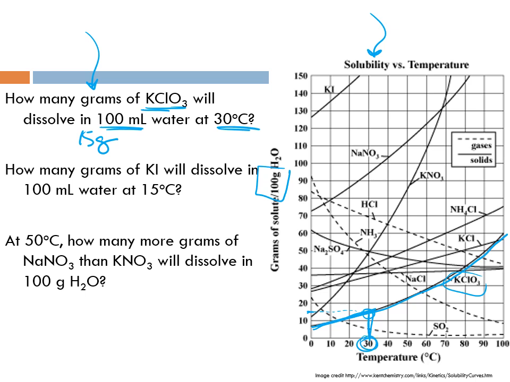I'm going to have you do these two in the EdPuzzle. How many grams of KI, potassium iodide, that line's way up here, will dissolve at 15 degrees Celsius? And then at 50 degrees Celsius, how many more grams of sodium nitrate than potassium nitrate will dissolve?